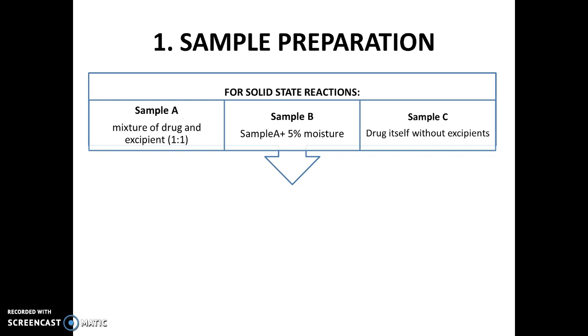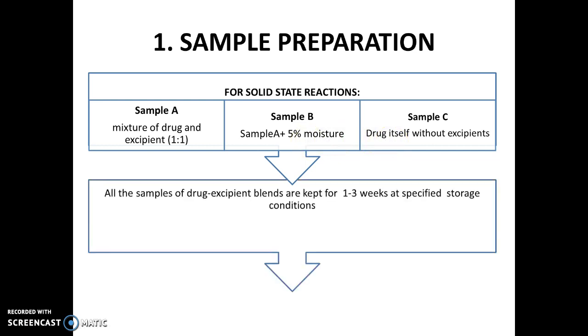And in sample B, we will be taking the same 1:1 ratio of drug and excipient, but we will be adding some amount of moisture to that one, so that any interaction which can occur in the presence of moisture can be determined. And sample C, we will be keeping the plain drug without any excipients.